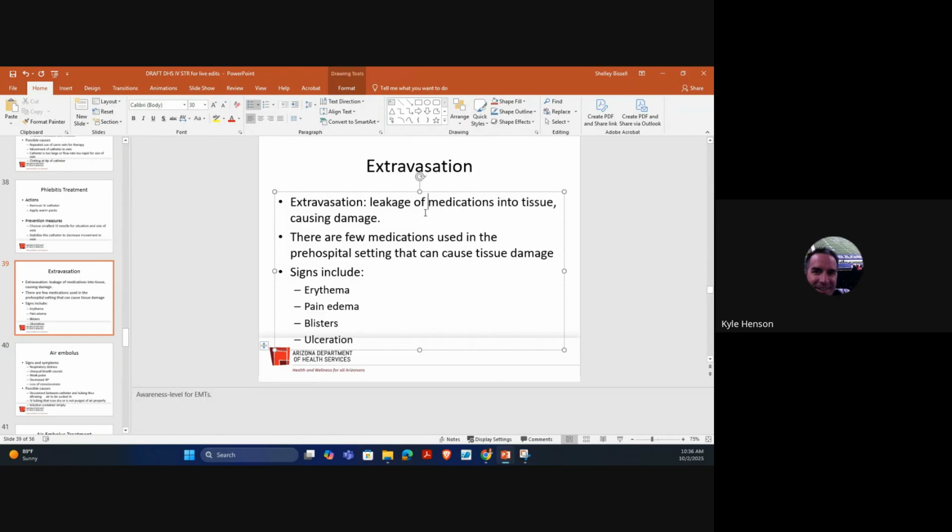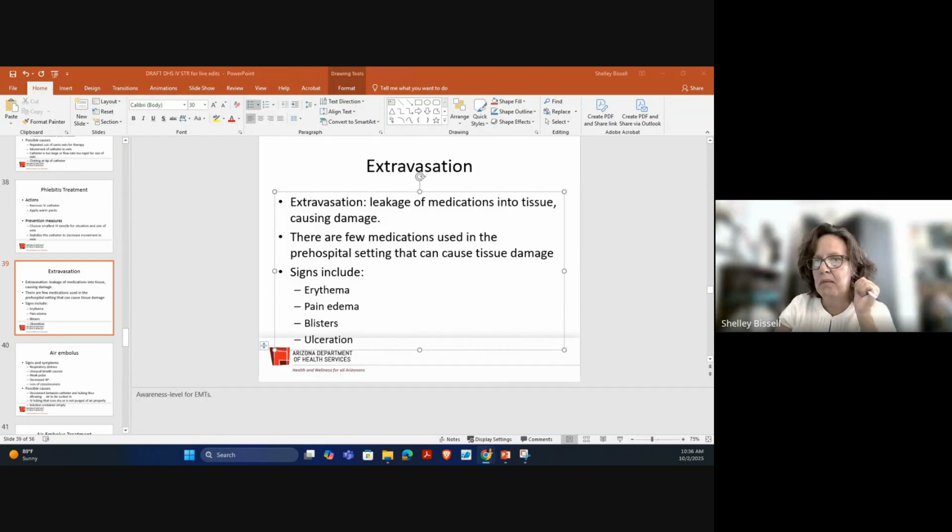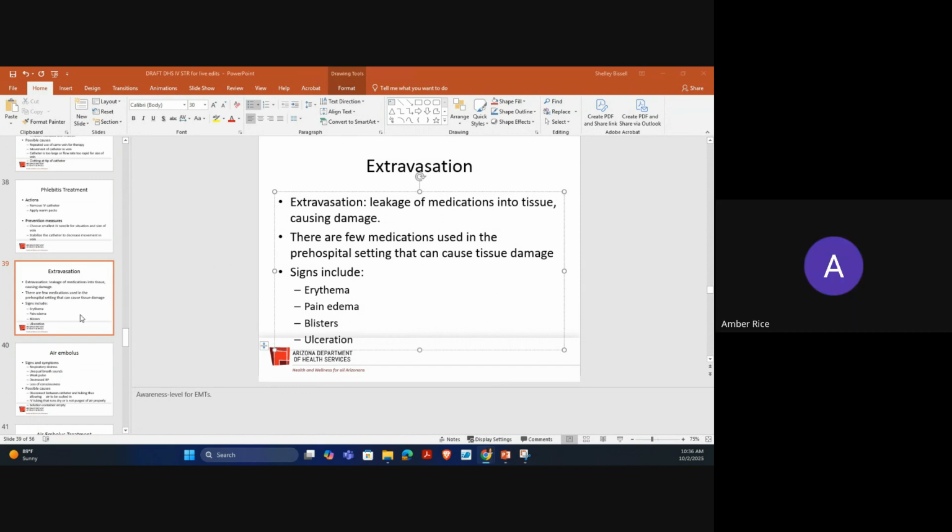Shelley, I got a photo of a pretty cool IV star that looks a little more human. I'm trying to put it in the chat. It doesn't look like I can put a picture, so I'll just email it to you. I think you can cut and paste it. It looks a little more realistic. Cool. Kyle. Be perfect.